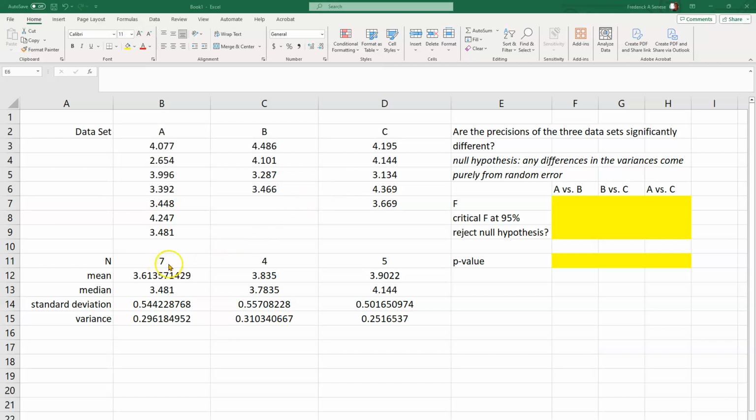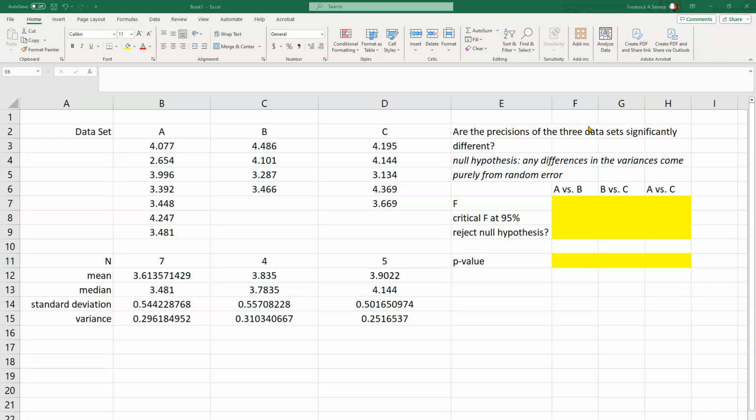We have already calculated the size of the data sets just by counting, and the standard deviation of each data set and the variance of each data set. The variance is just the standard deviation squared. We're going to need the variances to do this comparison. So our question is, are the precisions of the three data sets significantly different?